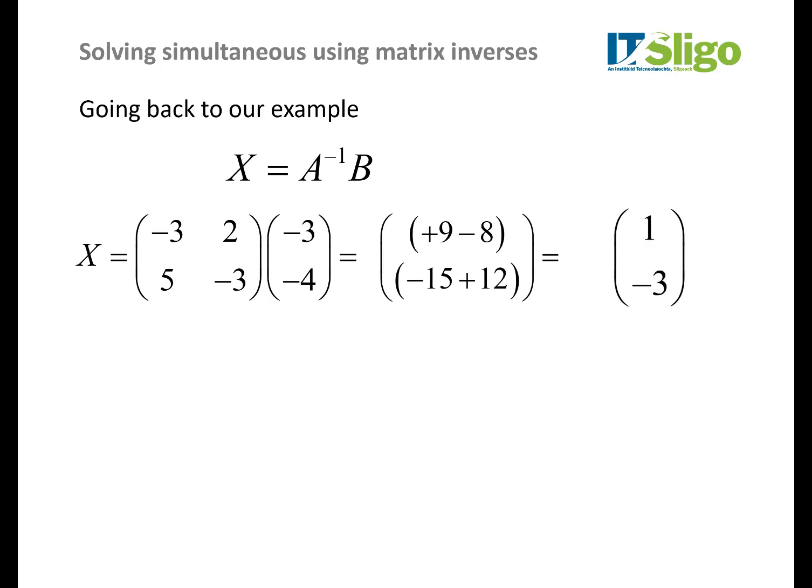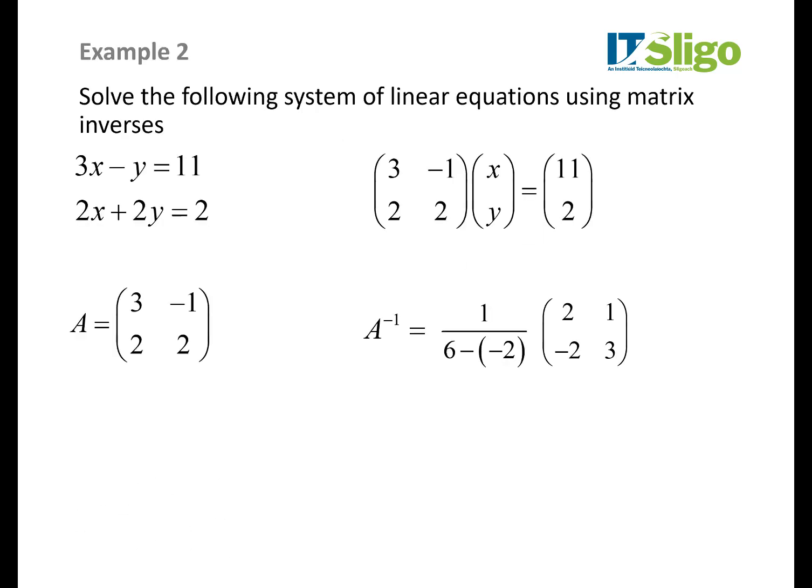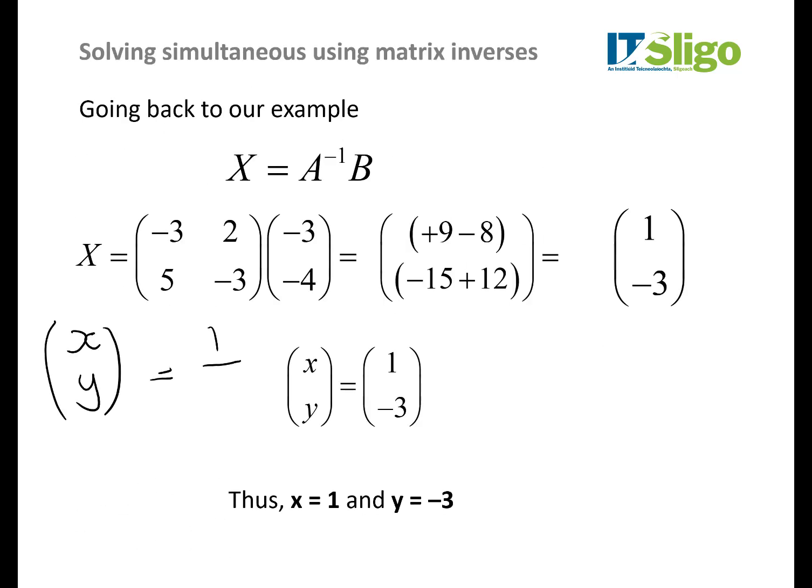So this will give me the answer matrix 1, -3. Remember, the matrix X looks like this when we break it down into its elements. So now, whoops, I don't know what happened there. Sorry, guys. So this is our answer. And now X is 1 and y is -3. So we found our answer.